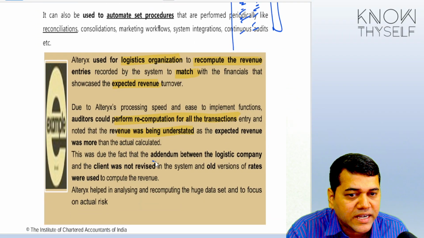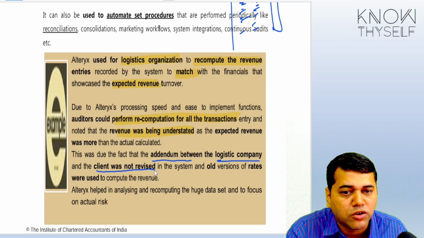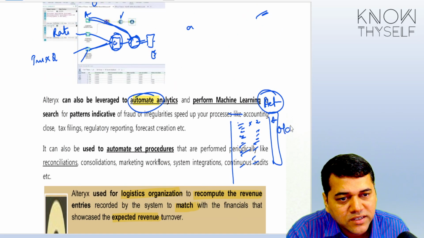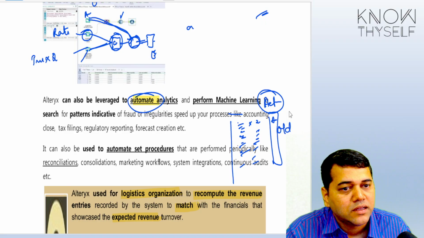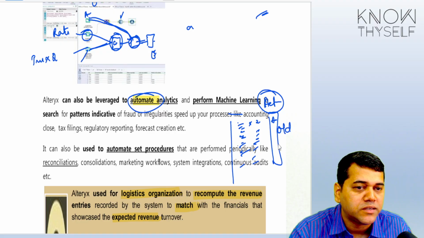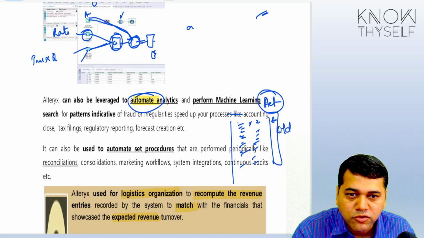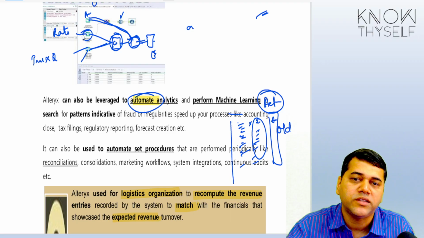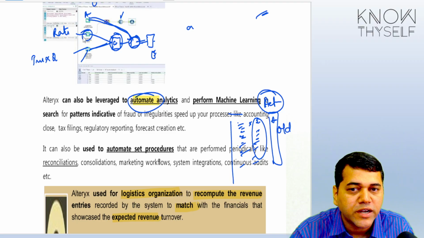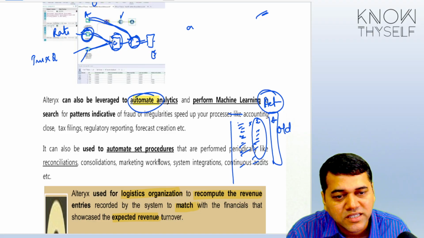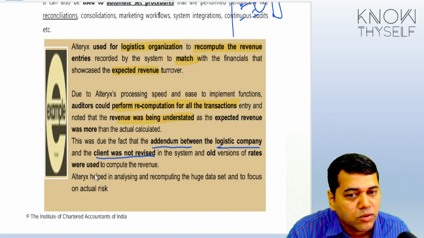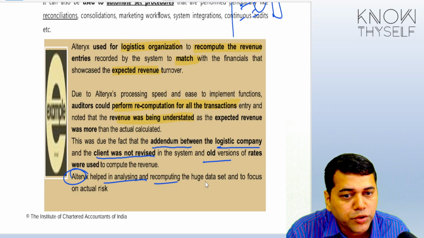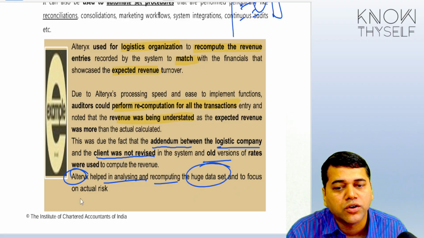This was due to the fact that the addendum between the logistics company and the client was not revised in the system. Okay, what happened? The rate was old only, so they charged the old rate, but new rates were here. Because of this, there was a lot of revenue recognition understatement. So what should management have done? When the rates got changed, they should have updated these rates. They didn't update the rate master, which has the old rates. So management gave you the new rate master. The moment the new rate master is changed, you can come to know what exactly is the problem, what is the difference between the old rates and the new rates. So Alteryx has helped an organization in recomputing a huge data set, to focus on the actual risk.